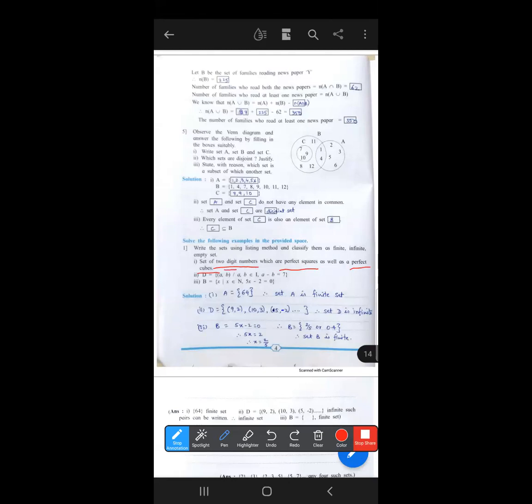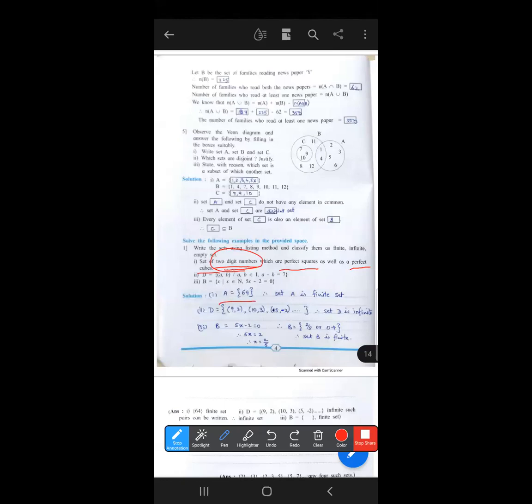So what is that 2-digit number which is both a perfect square and a perfect cube? If you see, 4 is a perfect square, but 4 is not a perfect cube. Then 9 is a perfect square, but it is not a perfect cube. Like that, you have to find a 2-digit number which is a perfect square as well as a perfect cube. So here set A is equal to 64.